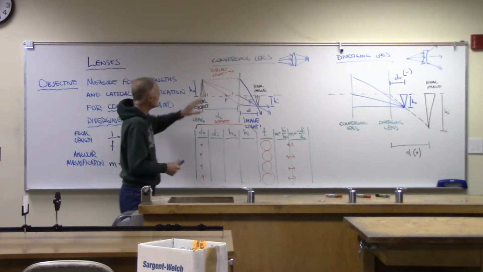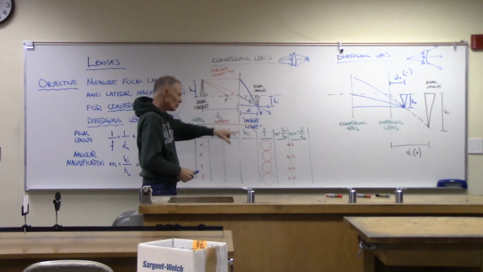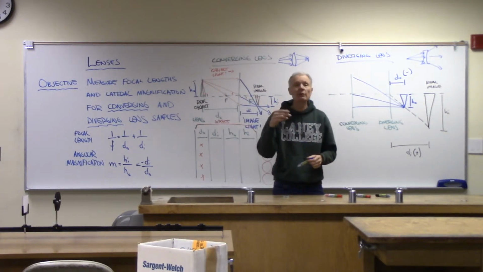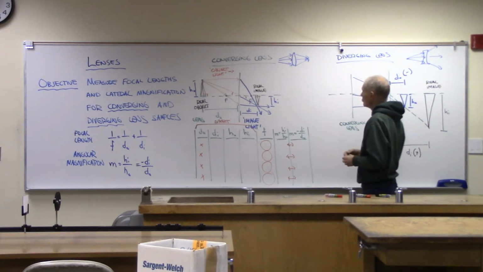All right, converging lens, that's the easy one. This one I'm hoping isn't too difficult. Now remember, there's two samples. There's going to be two sets of data that you want to work from for that.